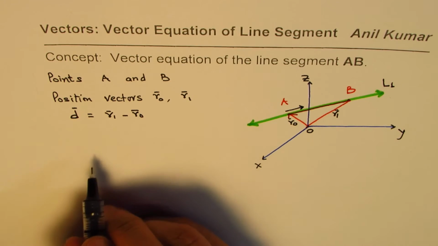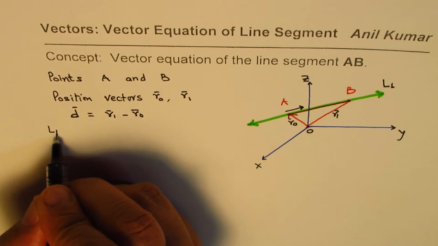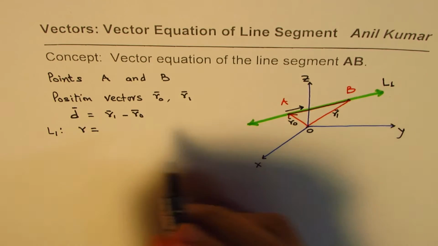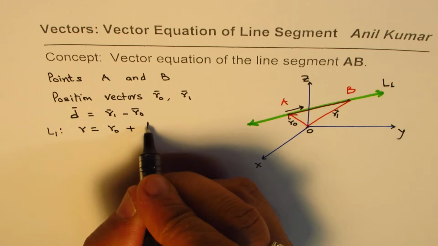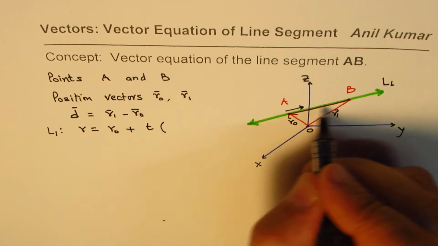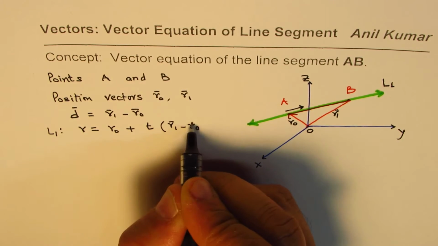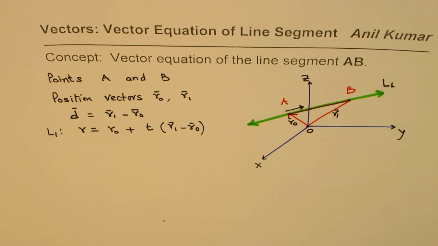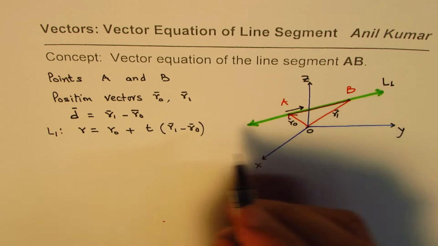So that's the direction. Now if I know the position vector A, then the equation of the line L1 can be written as R equals R0 plus any parameter T times the direction, which is R1 minus R0, right? So that is how you get the equation of the line. So this represents the line.